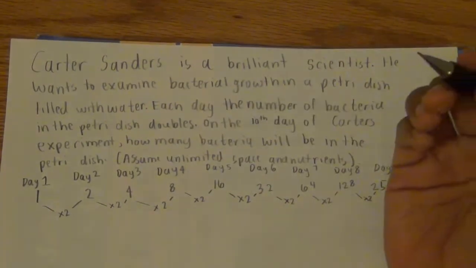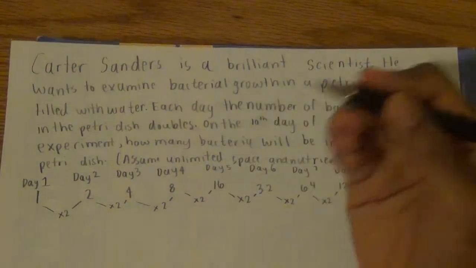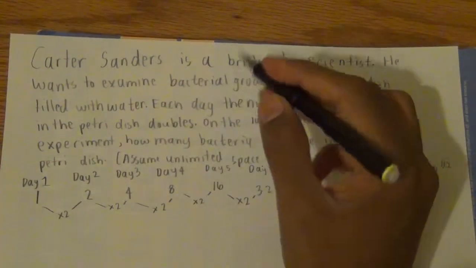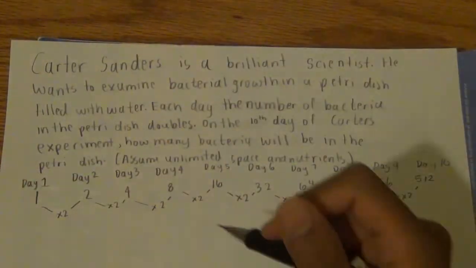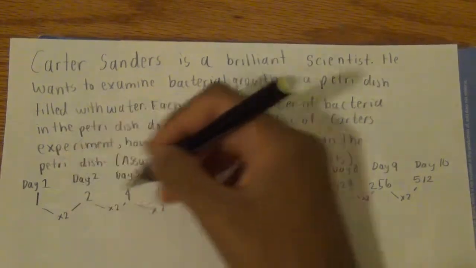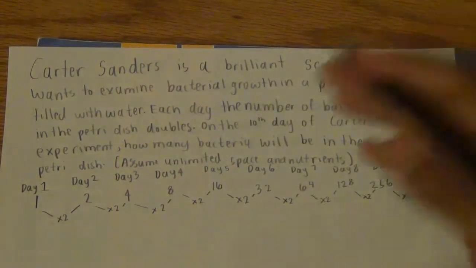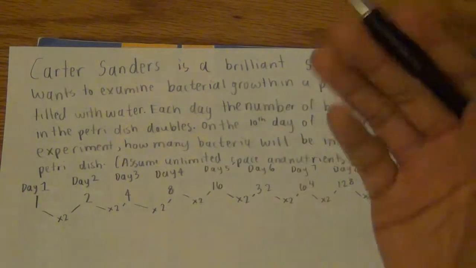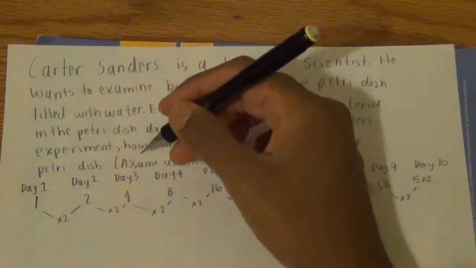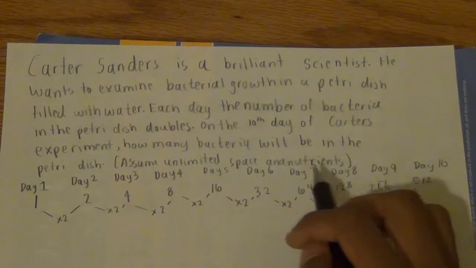Of course, in the real world, there are not unlimited nutrients and space like in our problem, so eventually they will reach a carrying capacity, which means that this geometric series will eventually reach some certain number in which the environment cannot sustain or hold those bacteria. But for our purposes, we are assuming unlimited space and nutrients.